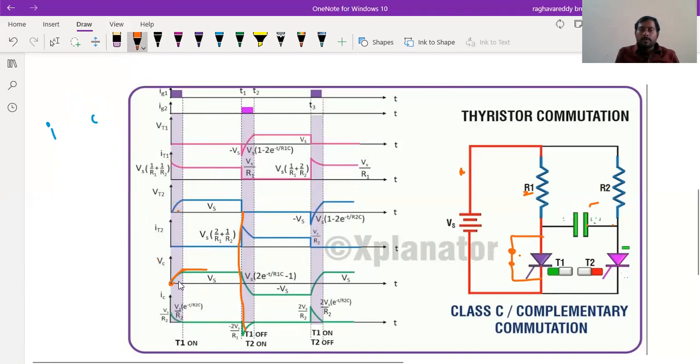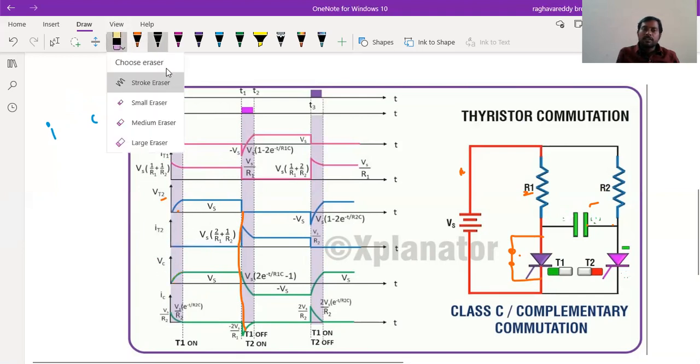So this is completed. Next, current through the thyristor T2 is zero because it is not turned on. No gate pulse is given, so the current through the thyristor will be 0. Now let us discuss finally the current through the capacitor.